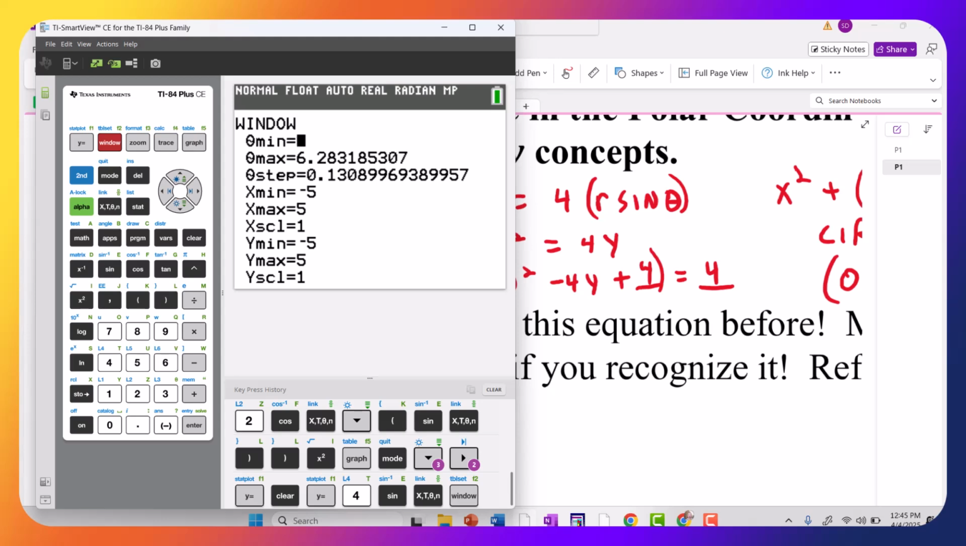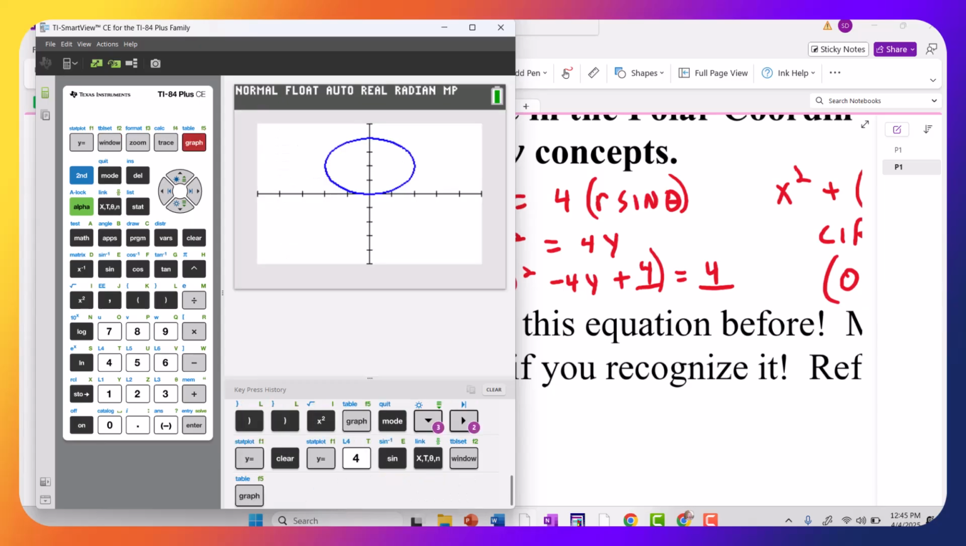Because the radius was only 2, but it's centered at (0, 2), correct? So that means it goes as high as 4: (0, 2), 2 up, 2 down. And then when I hit graph, I could see that that's a circle. Why does it not look like a circle?